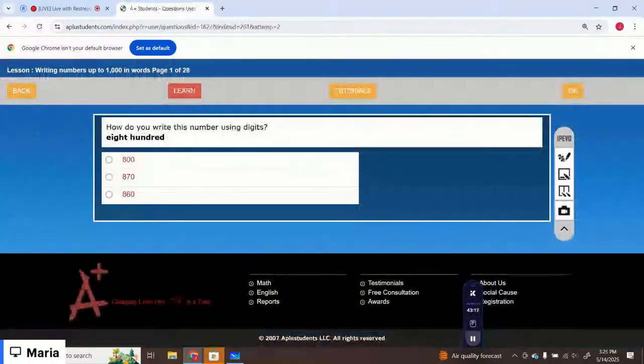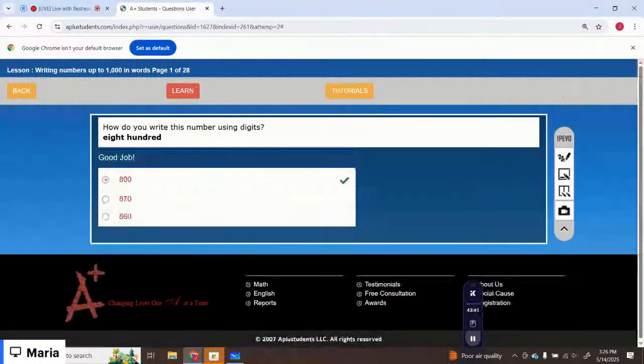How do you write this number using digits? 800. So which is the correct option? 800. So 8 is at the hundreds position, and the other two digits are 0. So that is option number 1. That is 800.